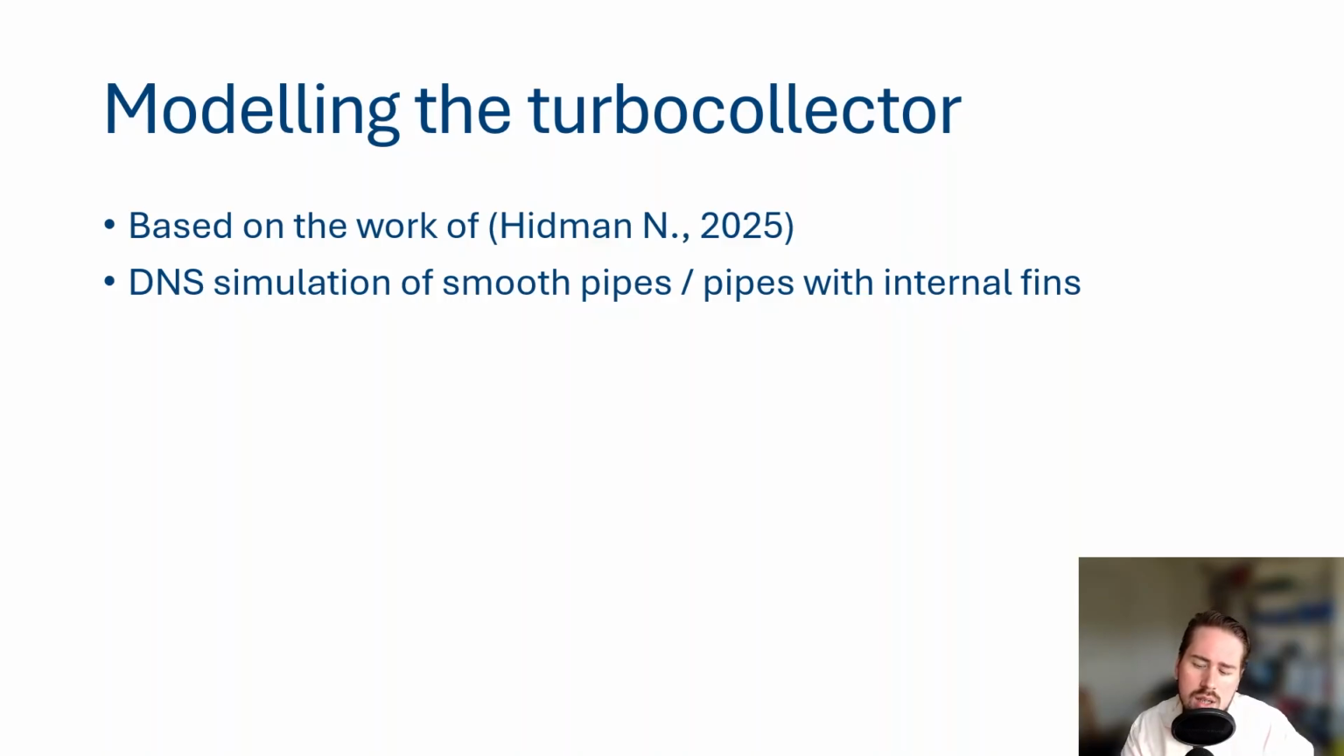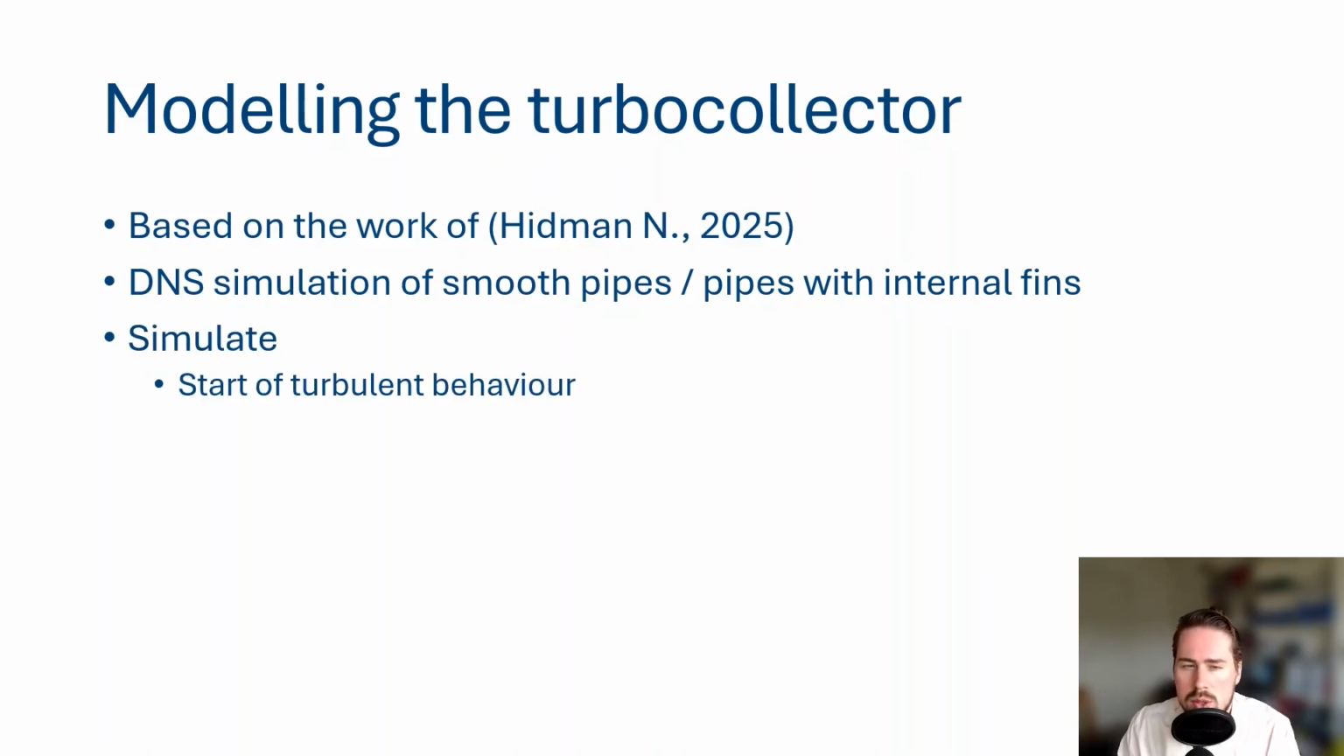internal fins. The reason they modeled both is because we're developing a numerical model for pipes with fins, but we want to make sure that the model is accurate. So we also model the smooth pipes because we know rather well how they behave. We have correlations for that. We know the pressure drop, we know the Nusselt number. And by modeling both, we can make sure that the model is working correctly.